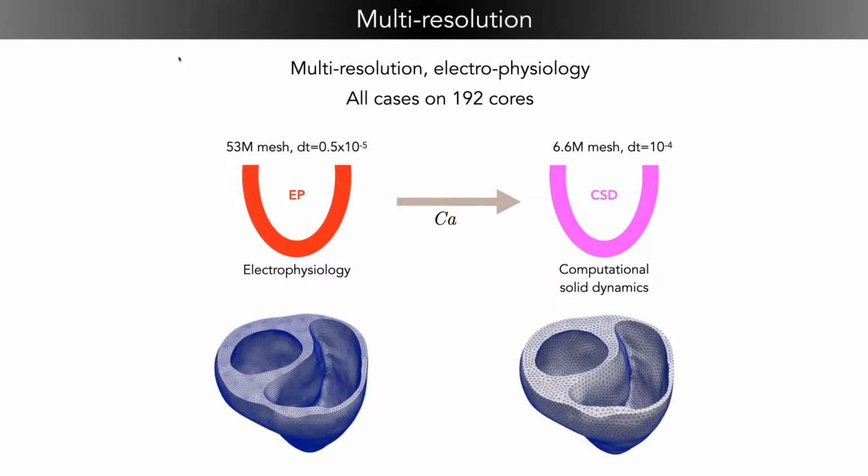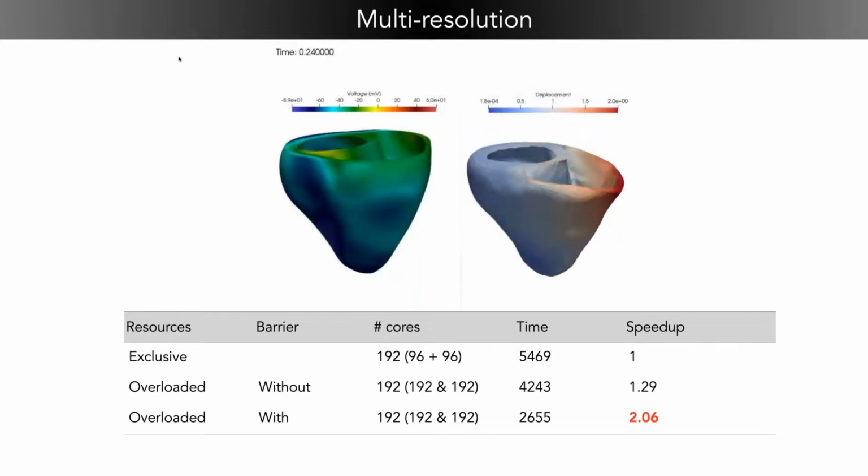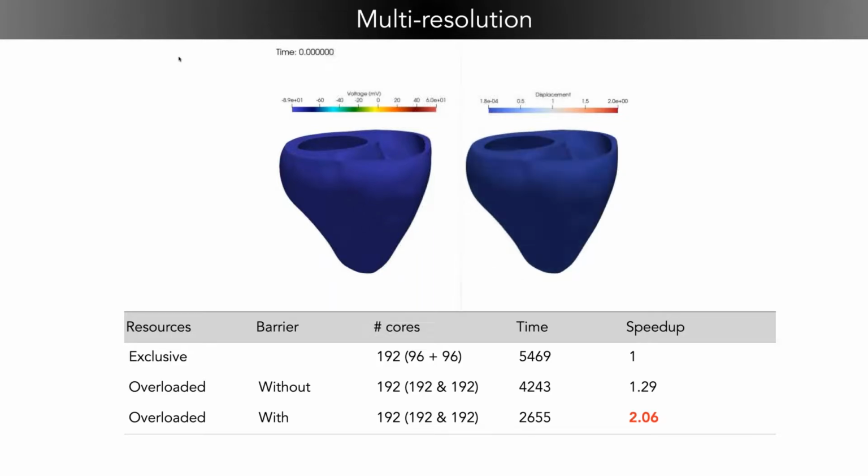So what we have done is to apply the previous strategy for solving this problem, and this is the result we're obtaining. So it's exactly the same as before. Using exclusive resources, we have a normalized speedup of 1, and using the overloaded resources, this means that we are using the same number of cores, but in this case, all the cores for both physics, we have a speedup of 2. So just like before, we can be as efficient as a Jacobi or exclusive resources paradigm to run this multiphysics problem.